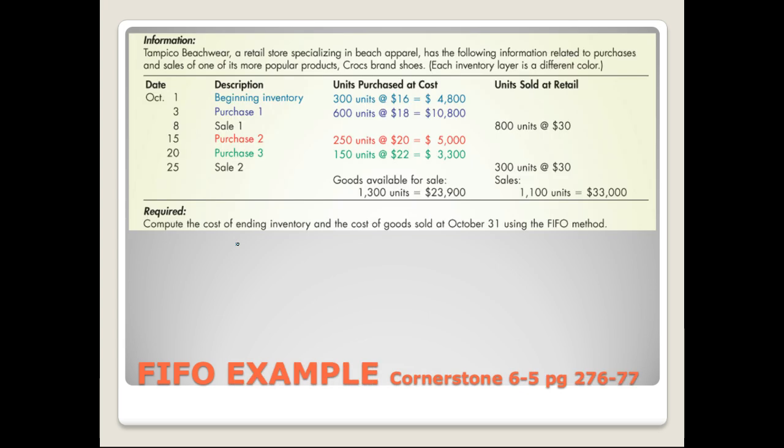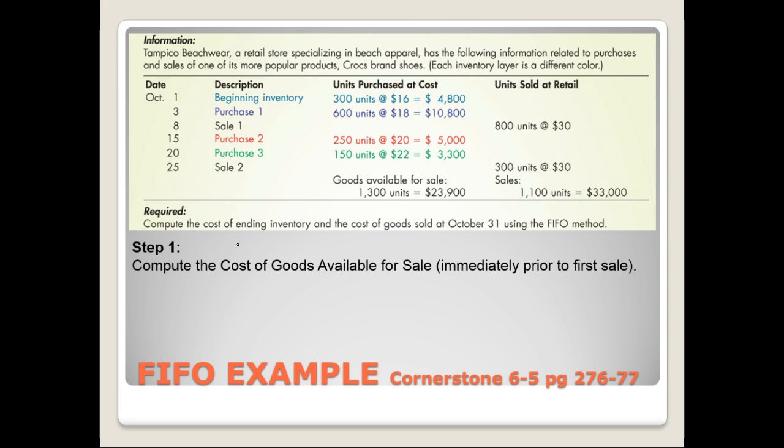So let's look at an example. Cornerstone 6.5 goes back and looks at Tampico Beachwear and their Crocs shoes. Once again, they begin the month of October with 300 units in inventory at $16 a unit. Remember, step 1 says compute the cost of goods available for sale immediately prior to the first sale. All right, well, let's figure out when is that first sale. First sale is on October 8th. So what is the cost of goods available for sale just prior to October 8th?